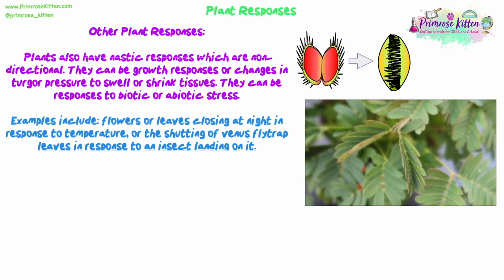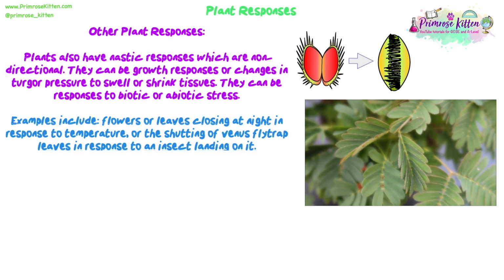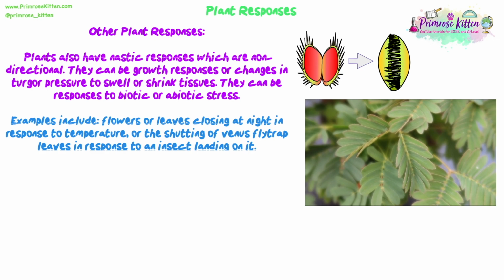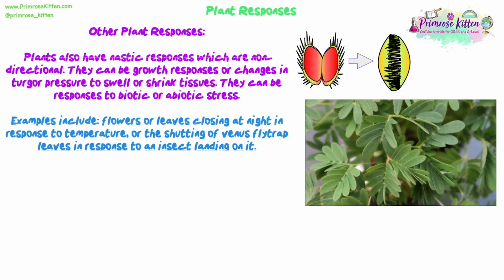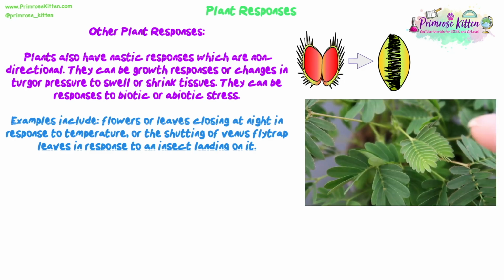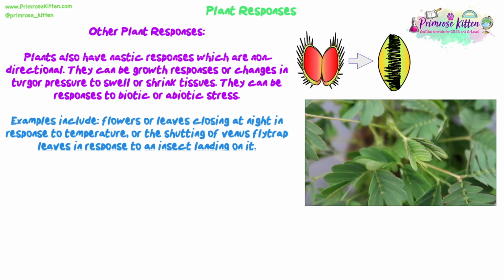They could be in response to a biotic or an abiotic stress. A lot of these, for example, are abiotic stress conditions or biotic stress conditions. Flowers and leaves closing at night in response to temperature, that's obviously an abiotic stress. If it gets cold overnight, potential for frost, they're going to close their leaves up. Shutting of a Venus flytrap is in response to the stress from needing extra nutrients, and then detecting the stimulus of a fly or something they can use to actually get more nutrients.